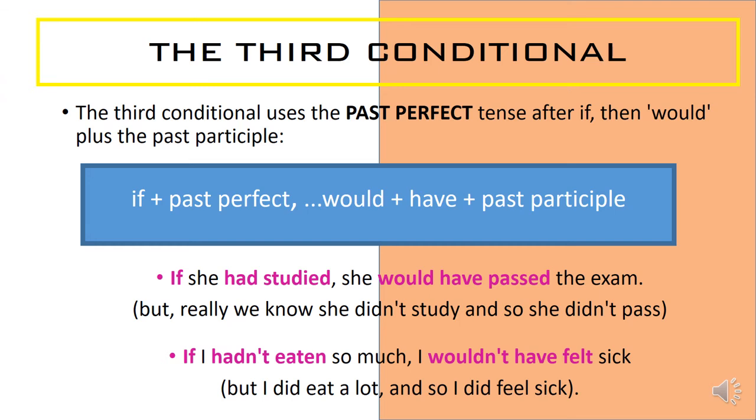The third conditional uses the past perfect tense after if, then would plus the past participle. Let's look at the two examples. Example 1. If she had studied, she would have passed the exam. But really, we know she didn't study, and so she didn't pass. Example 2. If I hadn't eaten so much, I wouldn't have felt sick. But I did eat a lot, and so I did feel sick.